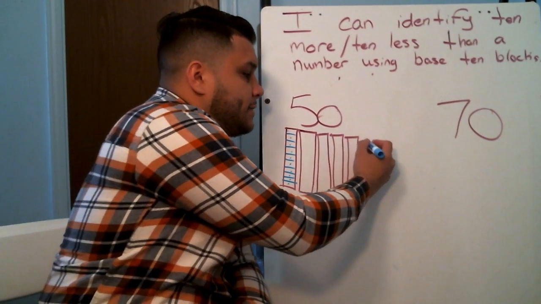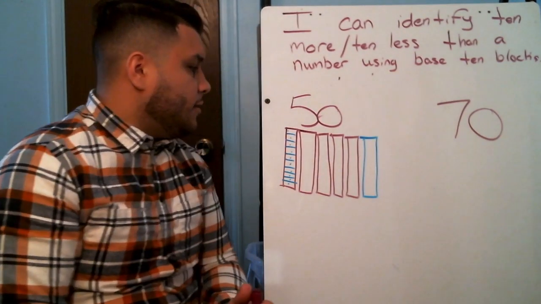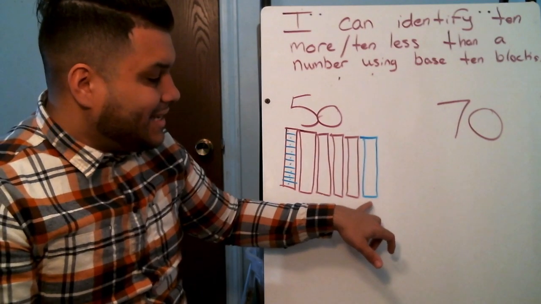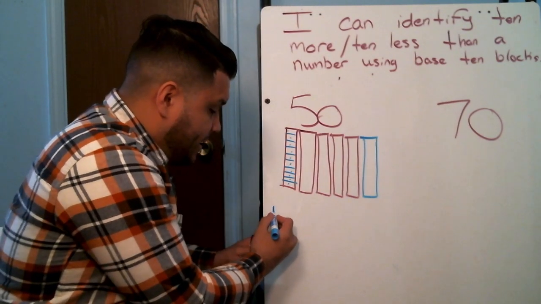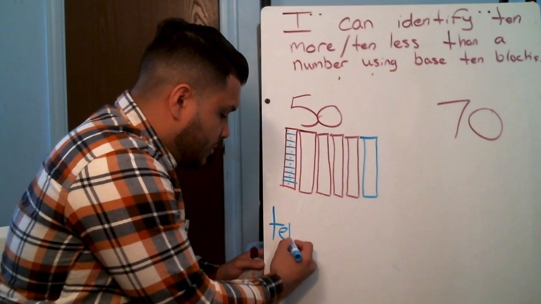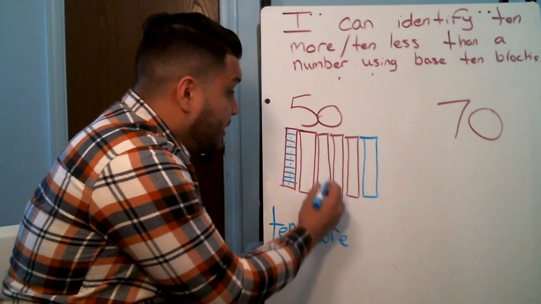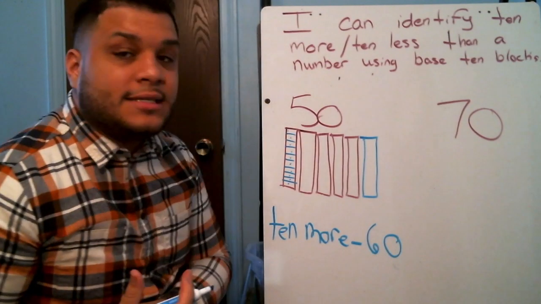Let's see if this makes sense. So I want 10 more than 50. Well, let's see. 10, 20, 30, 40, 50, 60. So I'm saying that 10 more than 50 gives me 60.